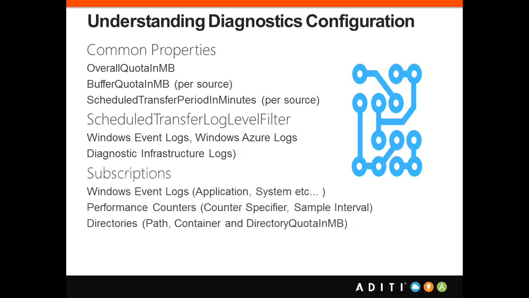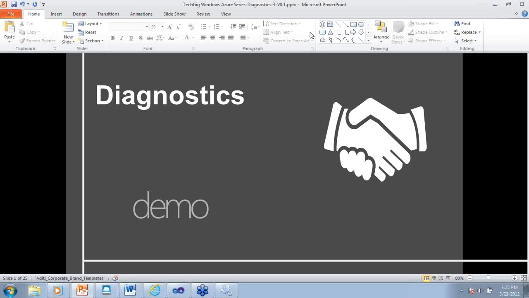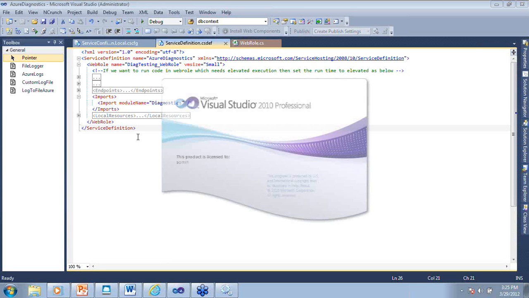So with that information, let us see. I already have an application, but just to set the context right, I'm going to create a new cloud project. So I start my Visual Studio in administrator mode. I have Windows Azure SDK 1.6 installed on my machine, and I'm going to create a new cloud project.